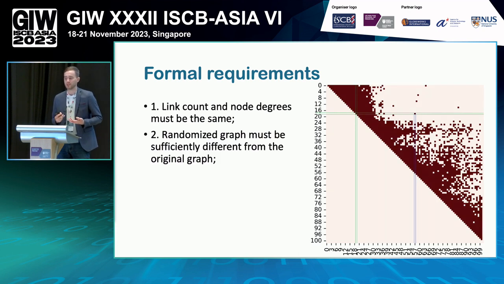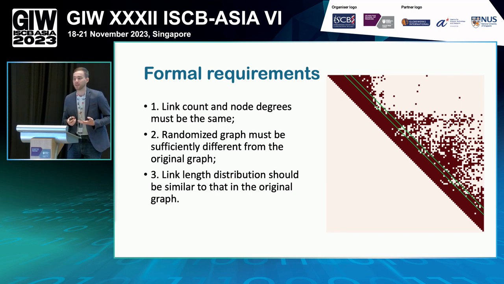It also should be sufficiently different from the original graph. You know, it should be randomized after all. It means that all these dots must be somewhere else. How many of the interactions must change? Well, that depends on the parameter set by the user.